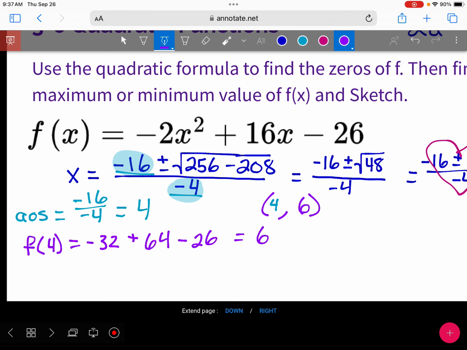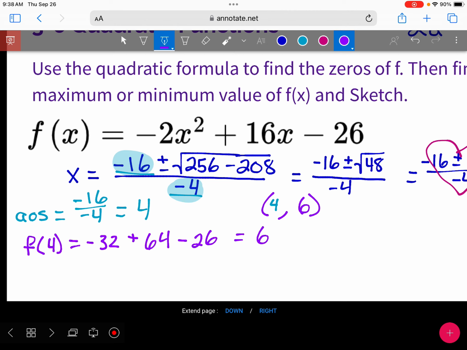So we have our roots being on slightly either side of 4: 4 plus square root of 3, 4 minus square root of 3. We've got our vertex at 4, 6. Where's our y-intercept? Negative 26 is our y-intercept. When x is 0, y is negative 26.